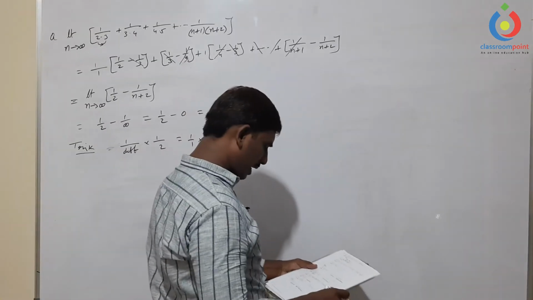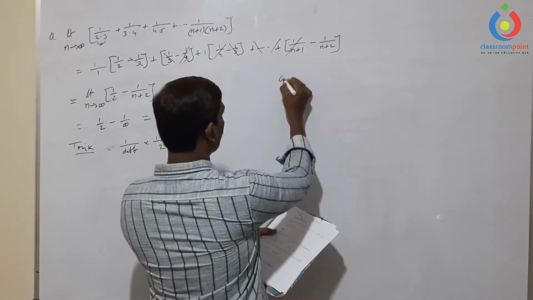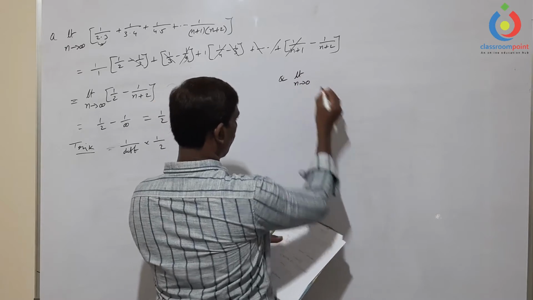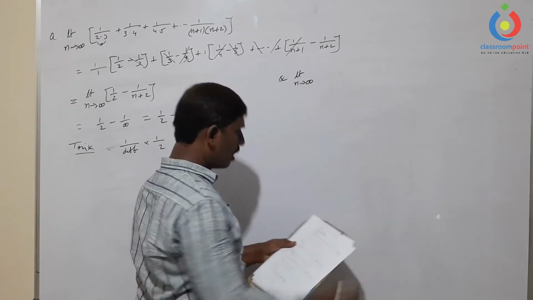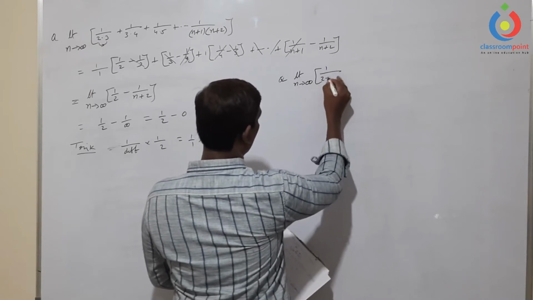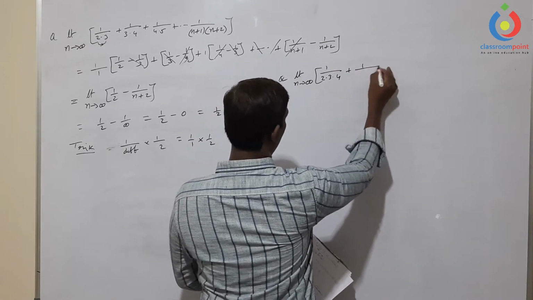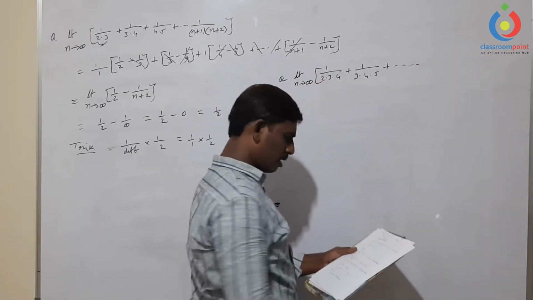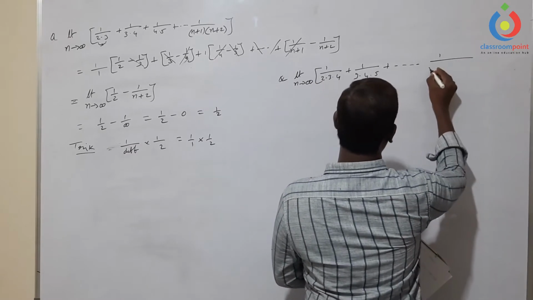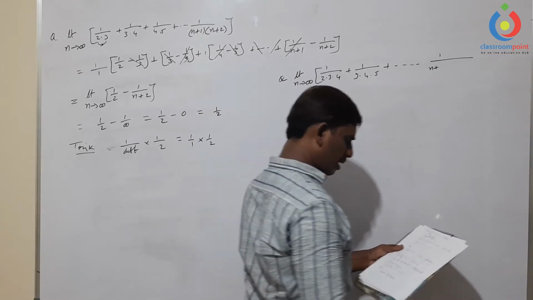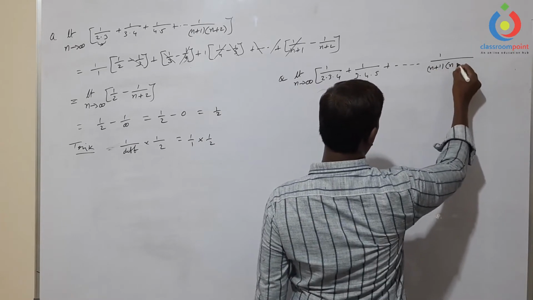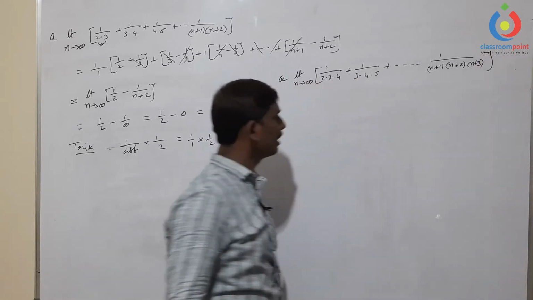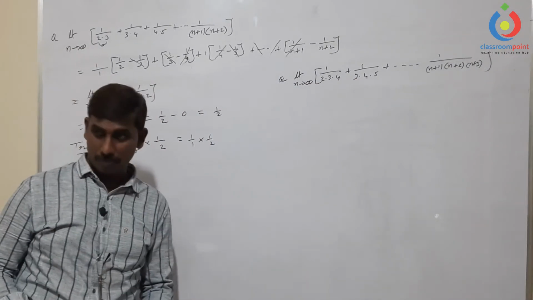We'll take one more problem. We'll see whether we get it or not. Same question. Limit n tends to infinity of 1 by 2 into 3 into 4 plus 1 by 3 into 4 into 5 plus and so on, up to 1 by n plus 1 into n plus 2 into n plus 3. This is the series problem. Then how to solve here? Also the same.